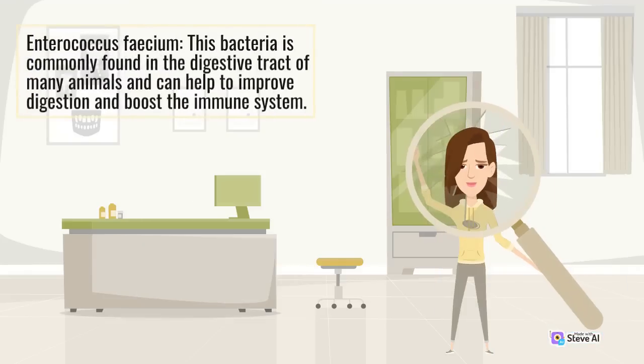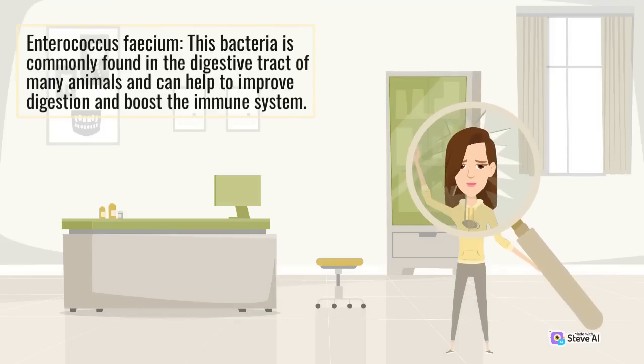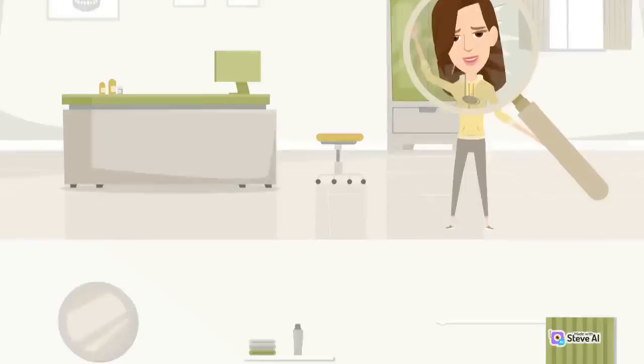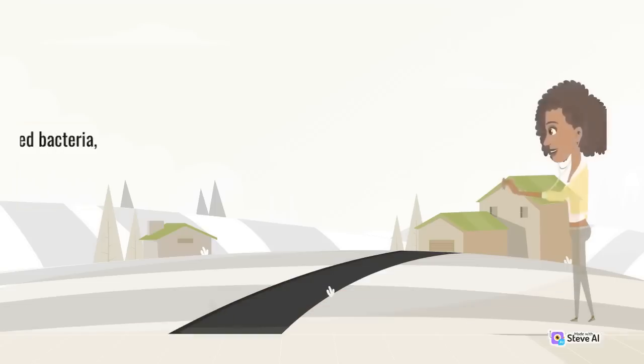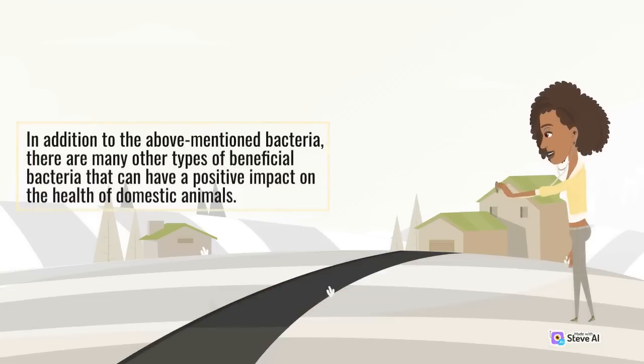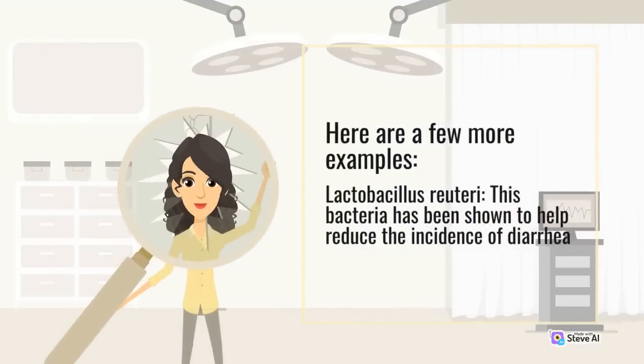Enterococcus faecium. This bacteria is commonly found in the digestive tract of many animals and can help to improve digestion and boost the immune system. It has also been shown to be effective in treating diarrhea and other digestive issues in dogs and cats. In addition to the above-mentioned bacteria, there are many other types of beneficial bacteria that can have a positive impact on the health of domestic animals. Here are a few more examples.